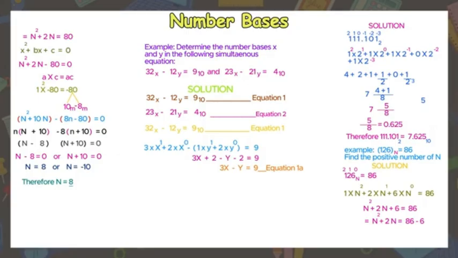Then the next one, which is equation 2, 23 base x minus 21 base y equal to 4 base 10.